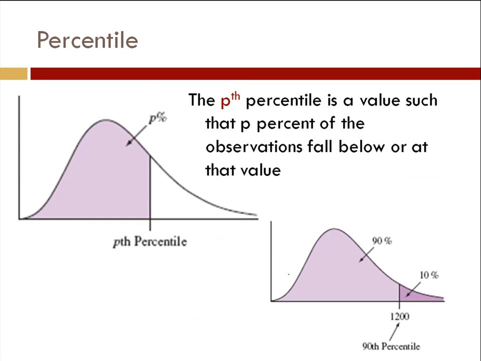We hear percentiles discussed a lot in society, especially when you're talking about test scores. So let's suppose you had a test score of 1200, and if you did, you would be fortunate because 90% of the people would have test scores below yours, and only 10% would have test scores above yours.